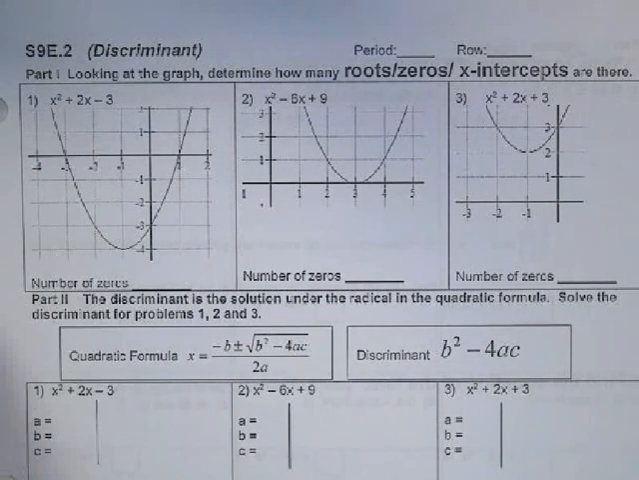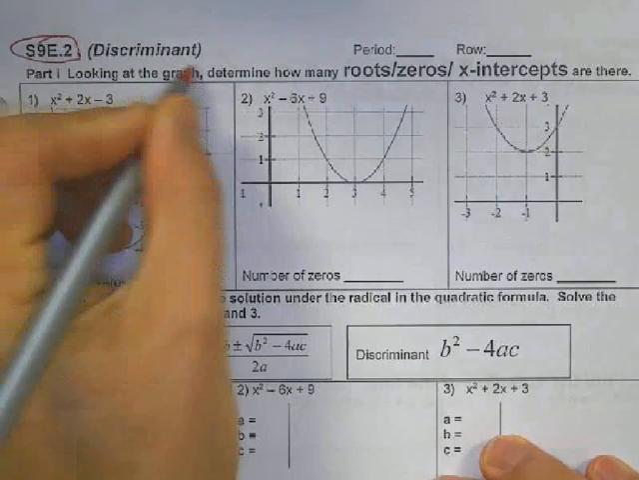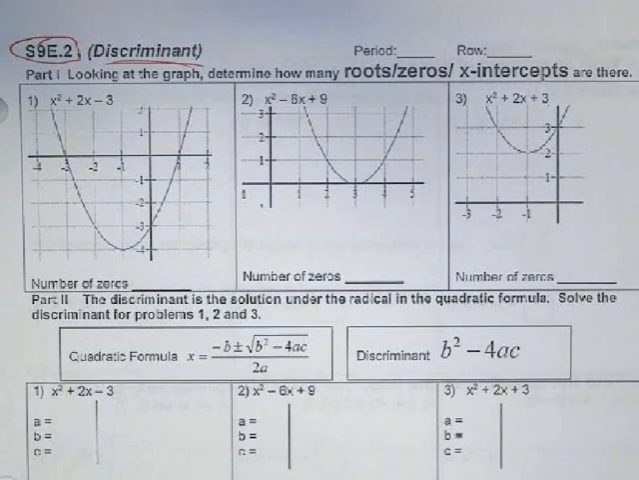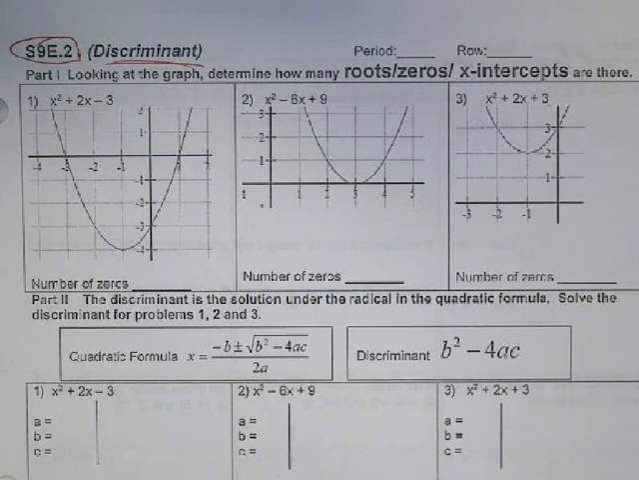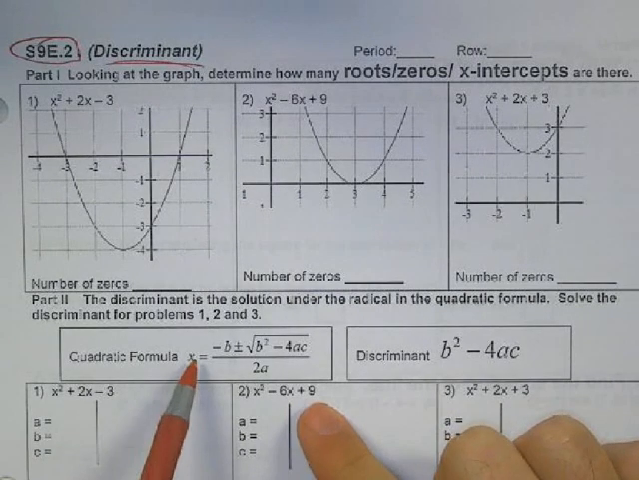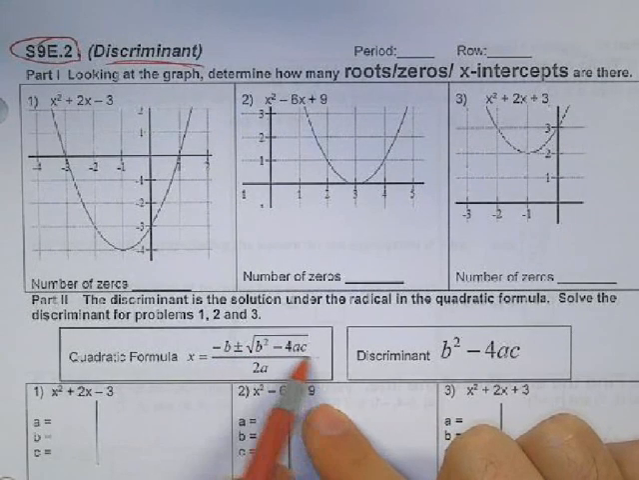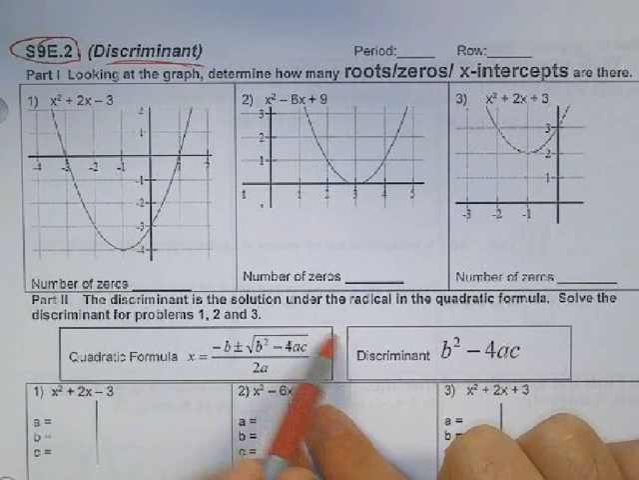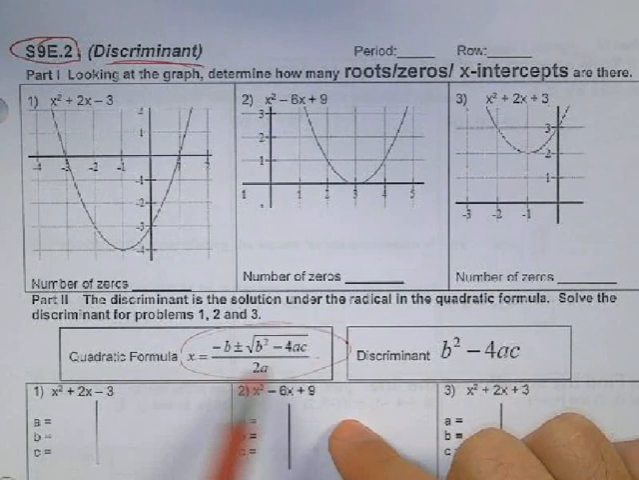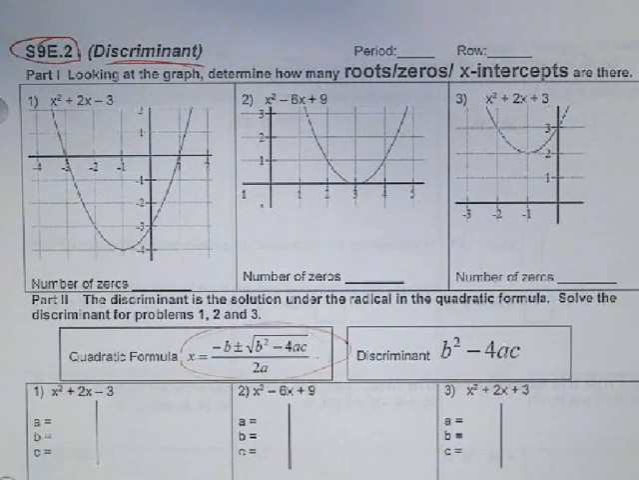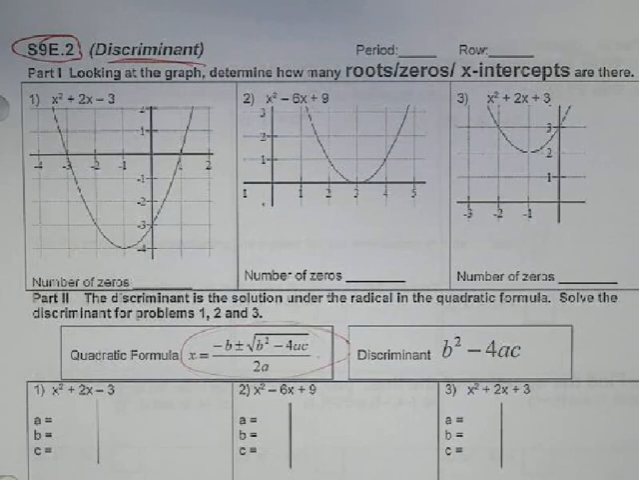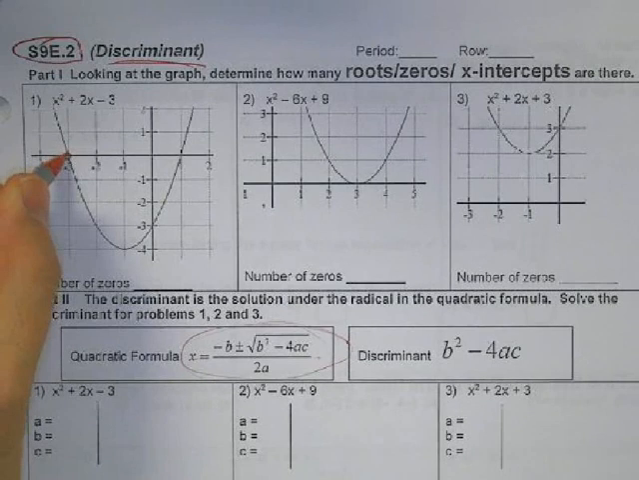Okay, here we are going to talk about section S9E.2, the discriminant. So the discriminant is part of the quadratic formula, and the quadratic formula, you may have heard the song before: x equals negative b plus or minus square root b squared minus 4ac all over 2a. And this is the formula that helps us solve a quadratic equation, or helps us solve where it crosses the x-axis.